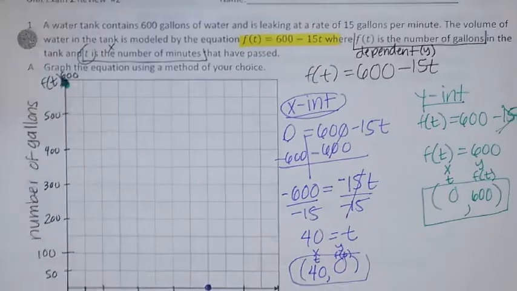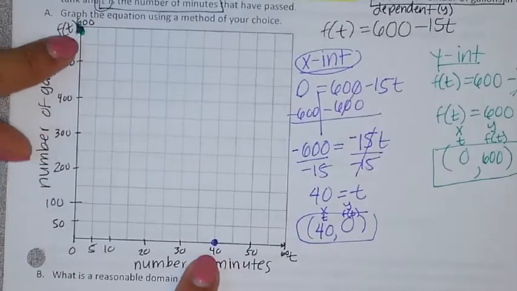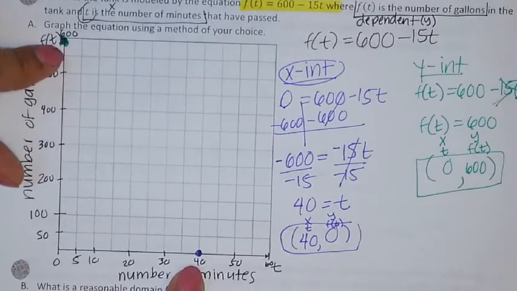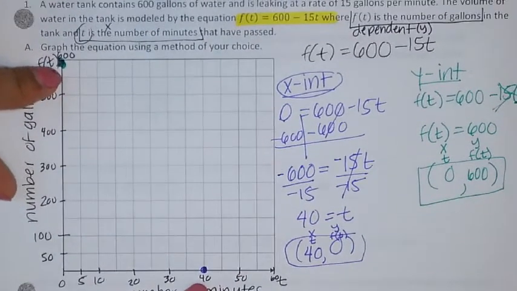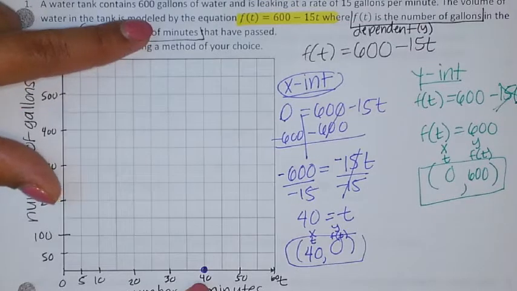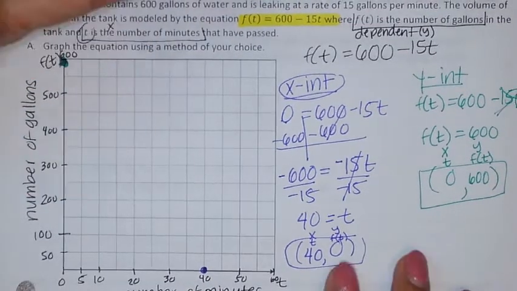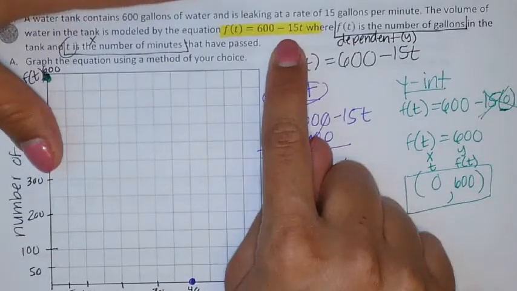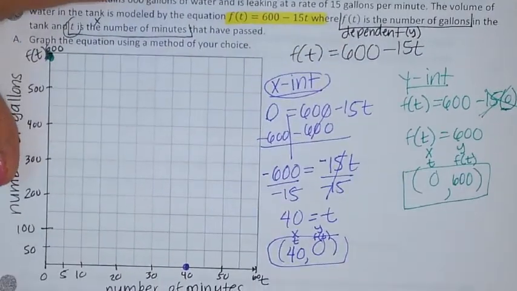So we left off over here with my two intercepts already graphed, and we're trying to determine if this was continuous or discrete. So we're talking about volume. I have 600 gallons in the tank. As time goes by, those gallons are decreasing, right? They're going down at a rate of -15 per minute.